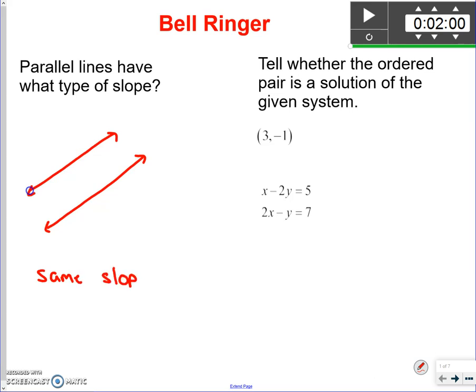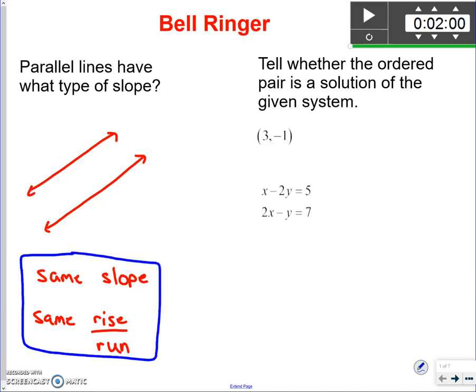The reason they have the same slope is they have the same rise over run. So we need to make a connection there that when we have the same rise over run, we also have the same slope, and that is called parallel. So if we think about this, if I went rise, run, these lines would have the same rise and the same run because they are running parallel to each other.